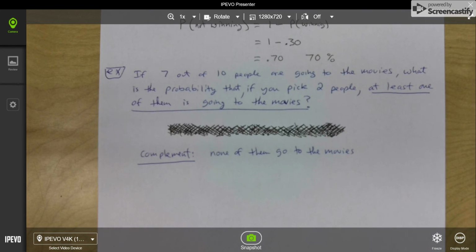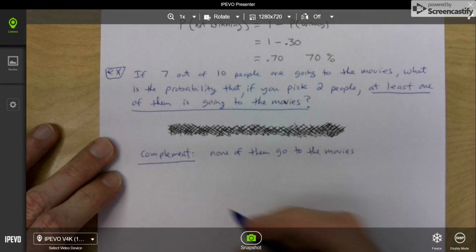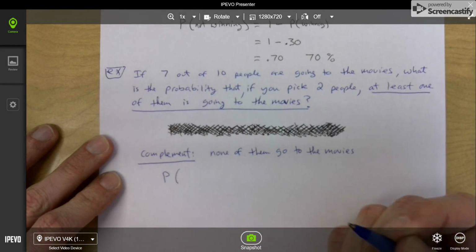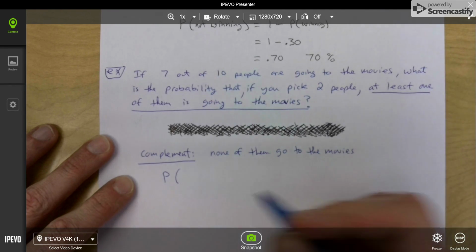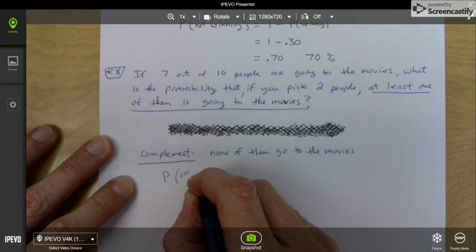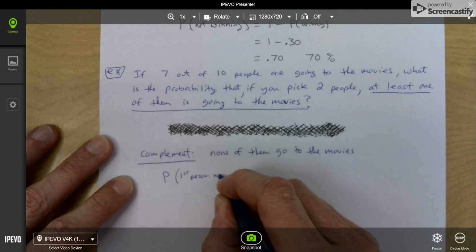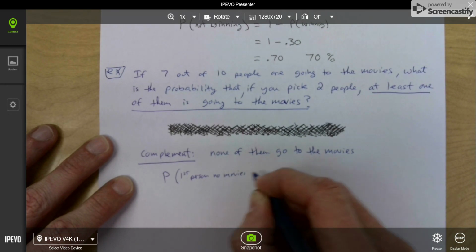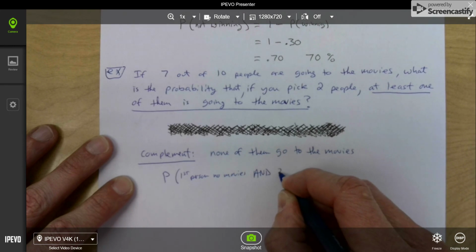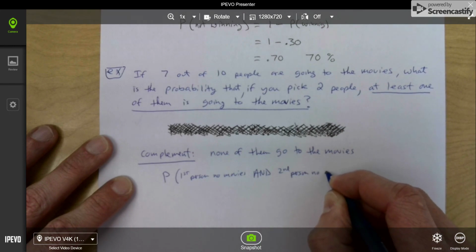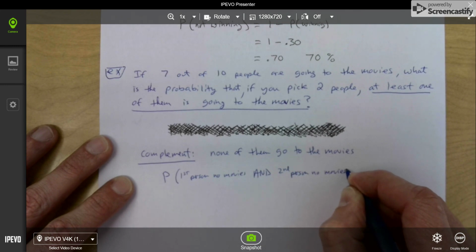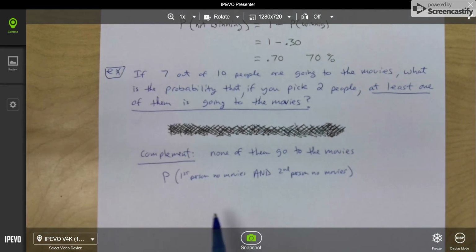Now, we're going to find the probability of that complement. Well, if you think about this, putting it in a probability form, we're picking 2 people, so it's going to be a probability like the first person doesn't go to the movies and the second person doesn't go to the movies. So first person, we'll just put no movies, and second person, no movies. All right, so what's the probability? We have an and here. We have this and this.